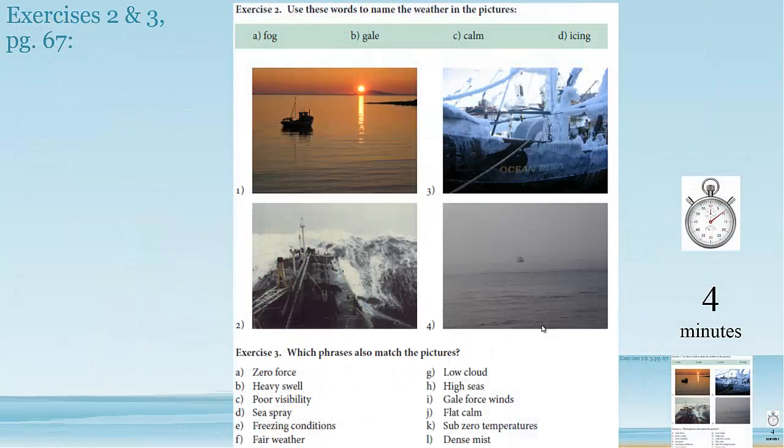Let's go on. Now, exercises 2 and 3 we're going to take together. You've got 4 pictures here. What I want you to do is use these 4 words above, fog, gale, calm, and icing, to describe these pictures. So just write the words on the picture you think it belongs to. Shouldn't be a problem. But then, which phrases below, these are weather terms that we would find in a weather forecast, a marine forecast, what picture do these terms belong to? So what I want you to do is write the number of the picture.